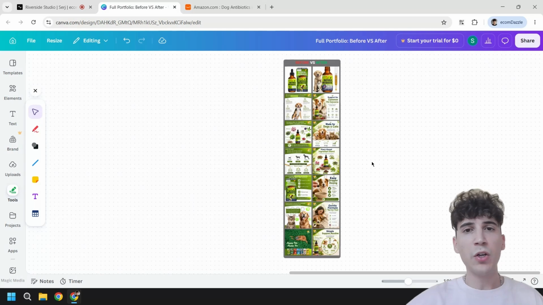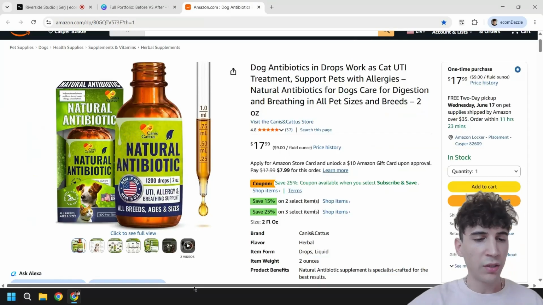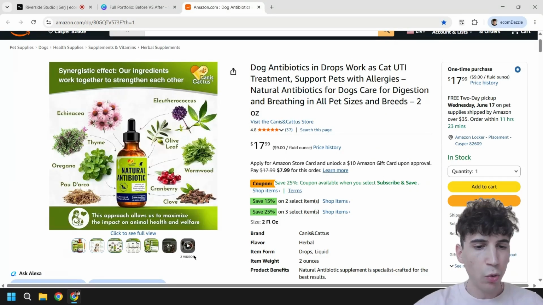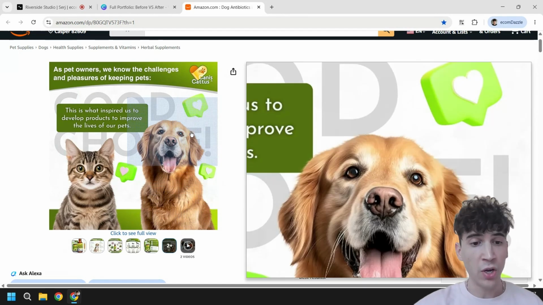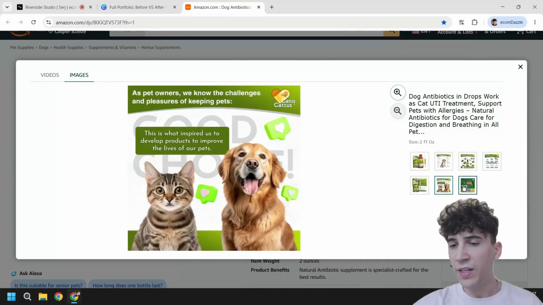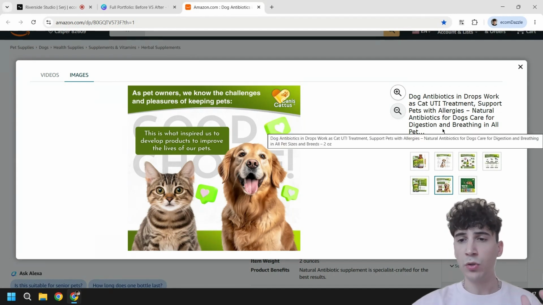Now let me explain why I'm talking only about secondary images, not the main image, and why it is so important. Take a look at this Amazon listing. You can see only 6 images here without clicking the actual image and without opening the additional images in the set. Typically, you would be able to upload up to 9 images, and 8 of them would be your secondary images, and 1 of them is your Amazon main image.